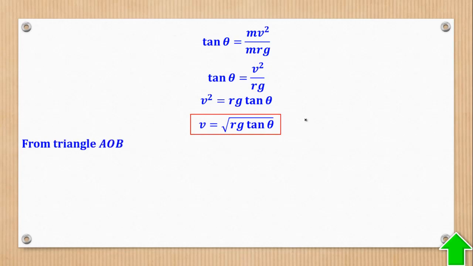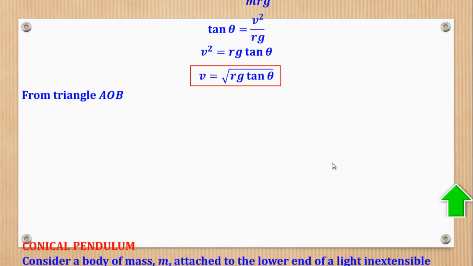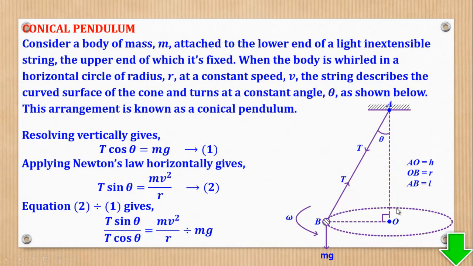Now from triangle AOB, from this triangle, remember we have got these lengths. So using SOHCAHTOA, I can get sine theta, cos theta, and tan theta. For example, sine theta is opposite over hypotenuse, so it will be R over L. Cos theta is adjacent over hypotenuse, so it will be H over L. Tan theta is opposite over adjacent, so it will be R over H.